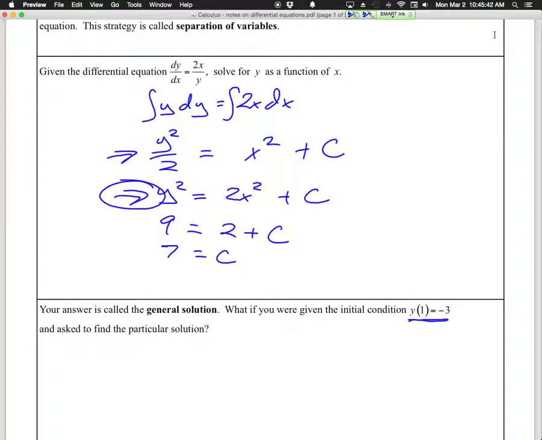So I'm going to have y squared equals 2x squared plus 7. And I'm 1 step away from getting y by itself. What do I need to do to get y by itself? Take the square root. Now, when we do square root, what do we usually do as well? We usually do plus or minus, but we don't want plus or minus. We want the plus or the minus. We don't want both. So which one do I want on this problem and why?